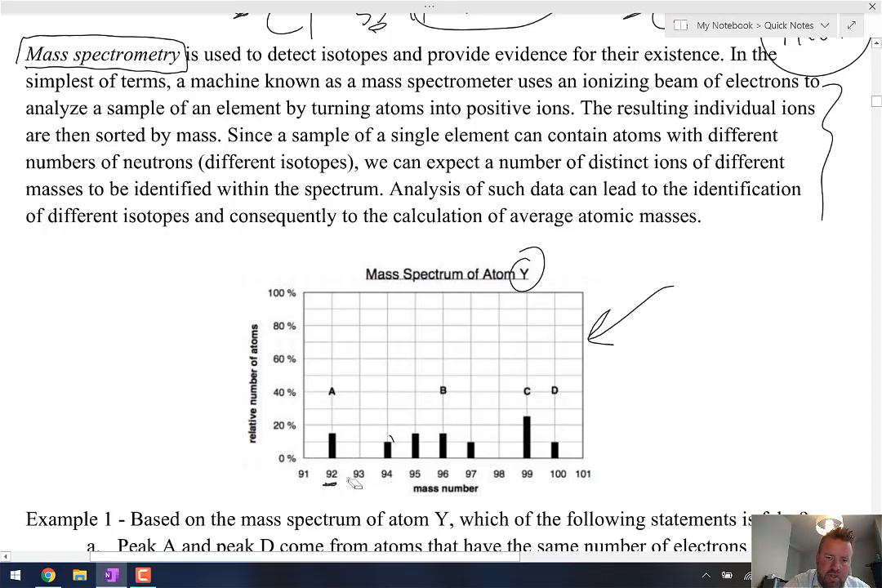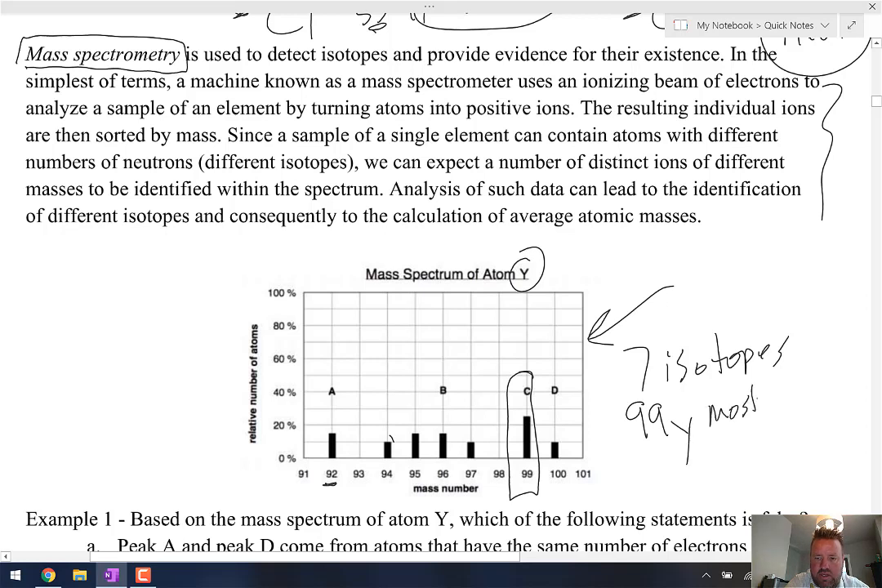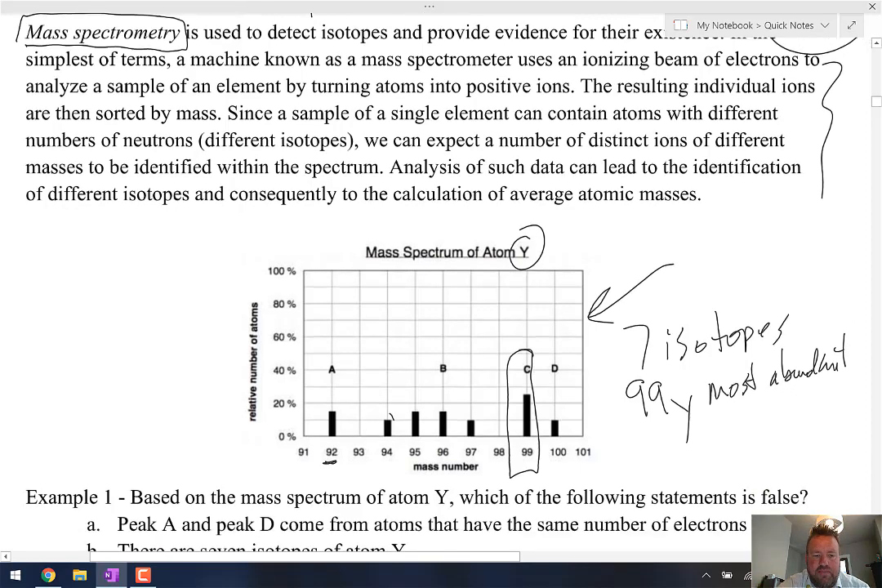Okay? So there's a lot of things you can tell from this graph. You can see, number one, how many isotopes are there? How many isotopes does this atom have? It has 7 different isotopes. Okay, it also shows you which one is the most abundant. Well, clearly the tallest one on the graph, that 99 there, the 99 isotope of Y is the most abundant isotope. And we can even do some math with this, which we'll do in the next lesson.